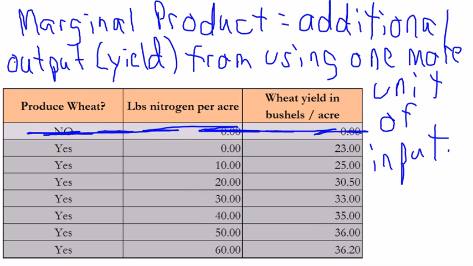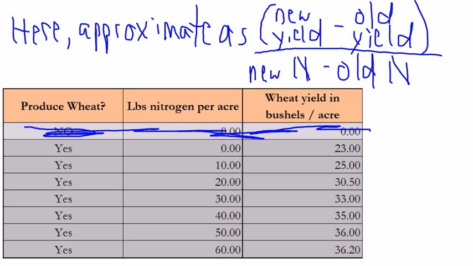Throughout this video, we're going to be using a very important term called the marginal product. The marginal product is just, we're talking about a production where you're using inputs to get outputs. And the marginal product is the additional output, which in this case is yield, from using one more unit of input. Input here is nitrogen. And in this example, we don't see nitrogen going up by units of 1, 2, 3, 4, and 5. They go up in units of 10.